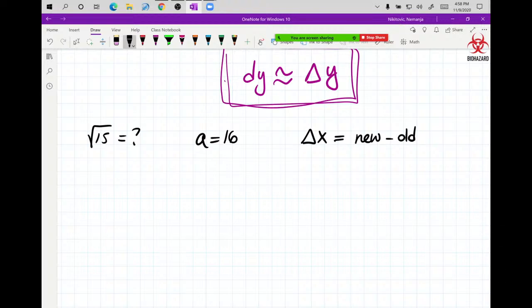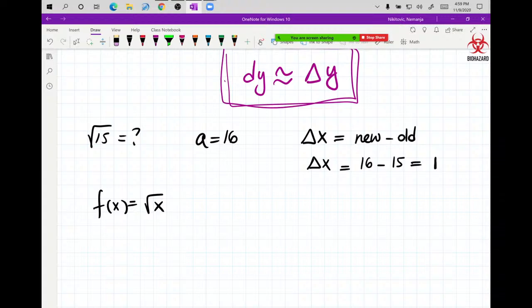So what I have here is that delta x is equal to 16 minus 15, which would be 1. And now I'm going to get the function. That function is clearly root x, because it has to match the function.